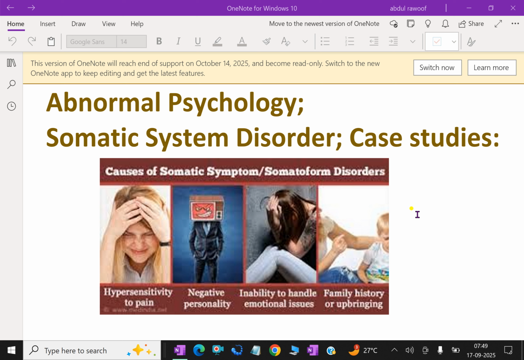Somatic symptom disorder (SSD) is a mental health condition in which a person feels significantly distressed about physical symptoms and has abnormal thoughts, feelings, and behavior in response to that. The disorder disrupts their daily functioning and quality of life.